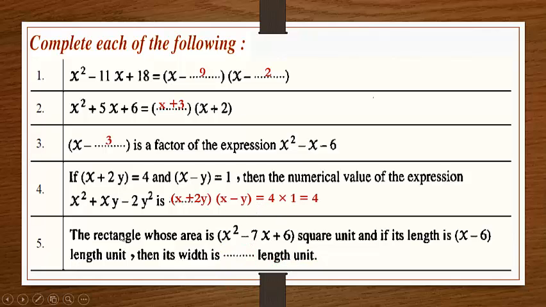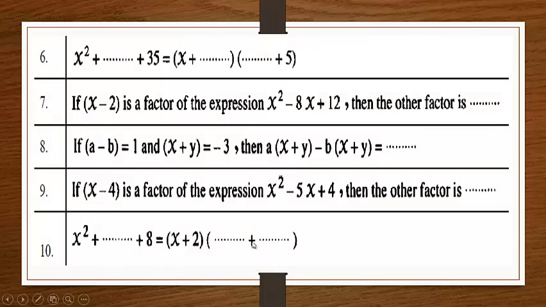Number 5, the rectangle whose area is x power 2 minus 7x plus 6 square unit, and if its length is x minus 6, then its width will be. Factorize x power 2 minus 7x plus 6 to x and x, and 6 to 6 and 1, and the two numbers will be negative, so the width will be x minus 1.